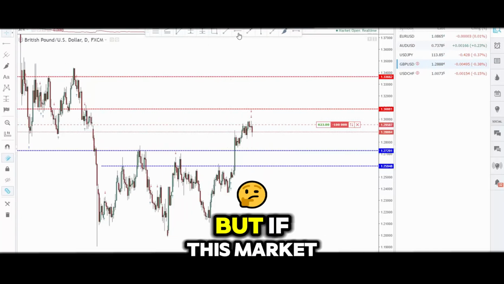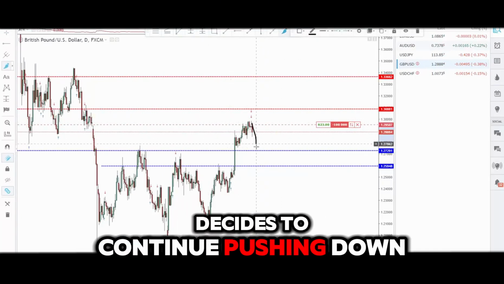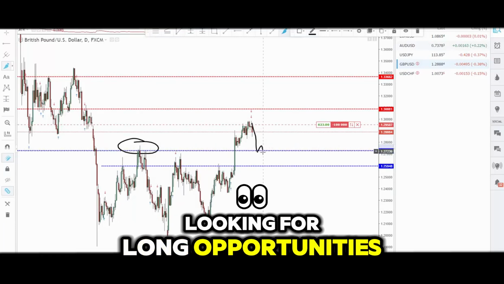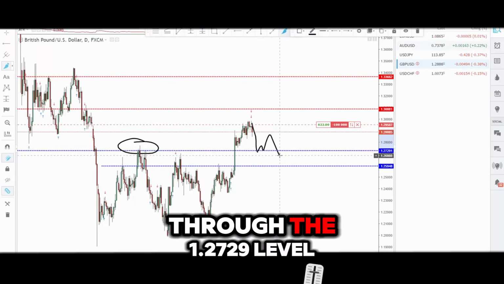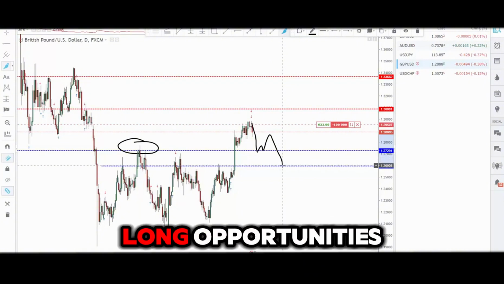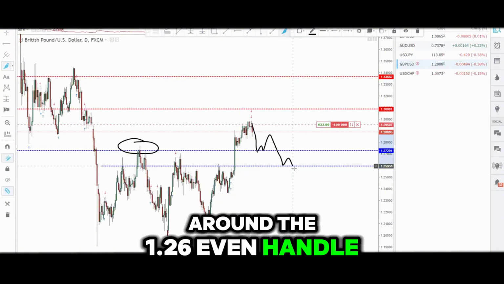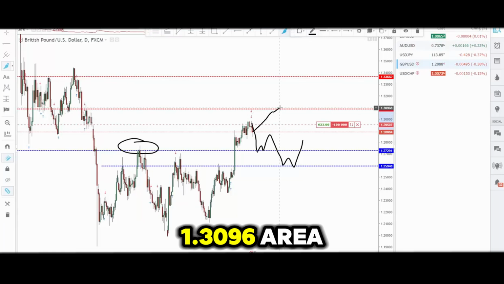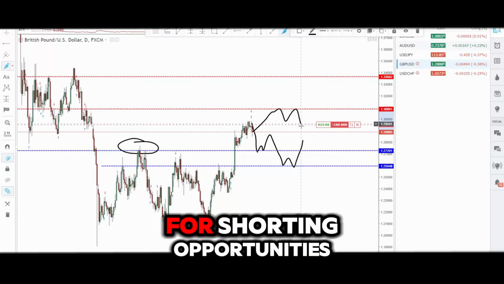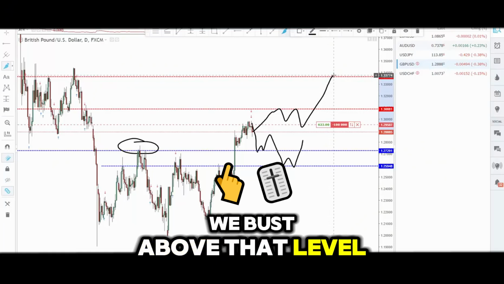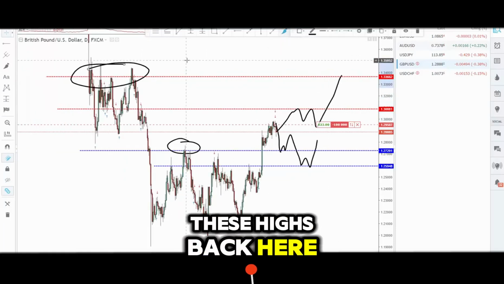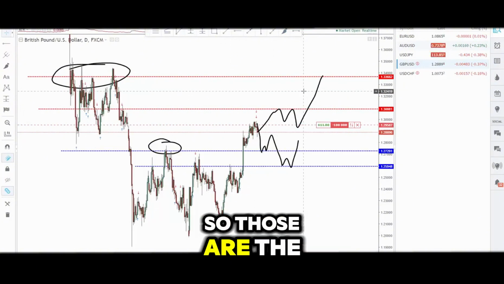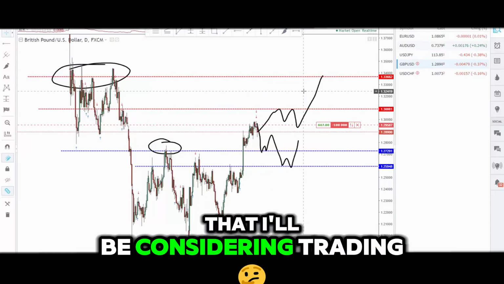And we've already got a trade out, but if this market decides to continue pushing down, I'll be looking for those second targets around this level on this specific trade, and I'll also be looking for long opportunities if we get any there. If we do break through the 1.2729 level, I'll be looking for long opportunities around the 1.26 even handle. And if this market goes up from here, we're looking at the 1.3096 area for shorting opportunities. If we bust above that level, we'll be looking for these highs back here at around the 1.336 or the 1.34 even handle. So those are the key levels on these 5 major pairs that I'll be considering trading opportunities from.